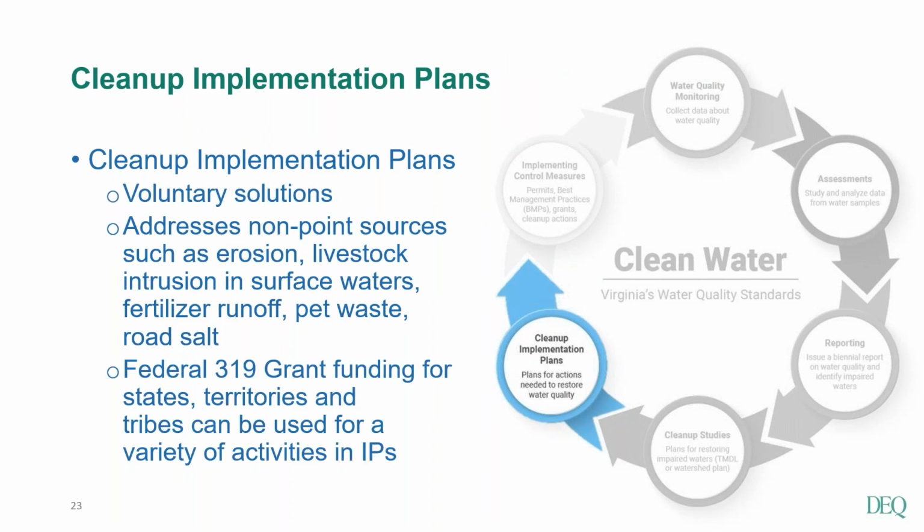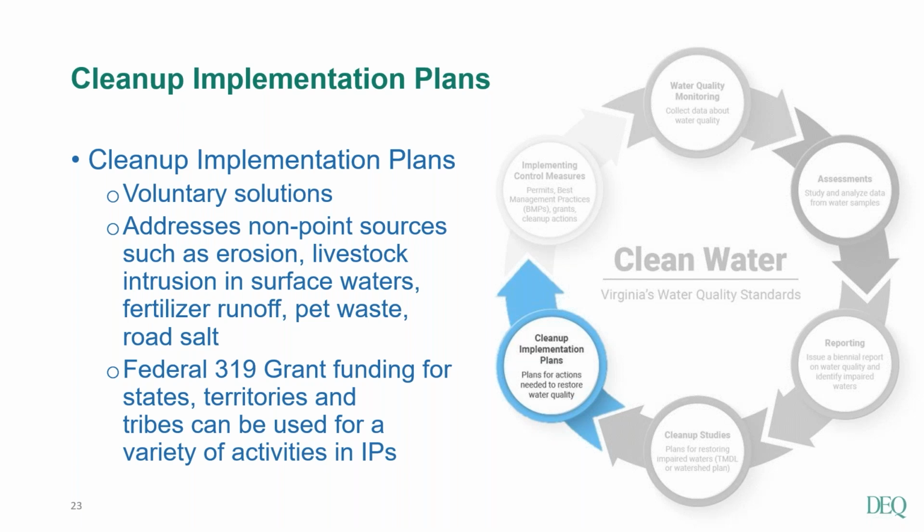So, cleanup implementation plans. After a cleanup study is approved, implementation of any required pollutant reduction is handled through permit limits or action plans for permitted sources, point sources, and through development of cleanup implementation plans for sources not subject to any permitting or requirements, non-point sources. The purpose of a cleanup plan, often referred to simply as an implementation plan or IP, is to identify a suite of best management practices that, when installed by landowners, will result in improved water quality.